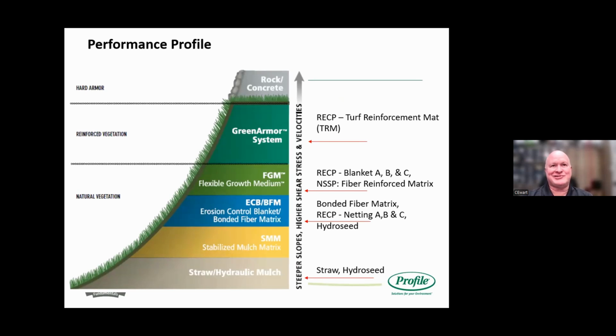In the bottom of the market, we're looking at straw, that's blown in straw, some basic hydro seeding or hydro mulching. As we go up the slope a little bit, we get into things like bonded fiber matrix. We get into rolled erosion control products with nettings A, B, and C, and you got hydro seed in that arena too. And then as you get a little steeper still, you're now talking about ABC RECP blankets and fiber reinforced matrix. So you're now talking about a flexible growth medium, a much more strongly bonded wood fiber product that can be hydraulically applied. And then when you get above the level of stabilization with vegetation, you start getting into adding turf reinforcement mats. And then if it's extreme, you're talking about hard armor where you're at riprap and concrete channels that we see around.